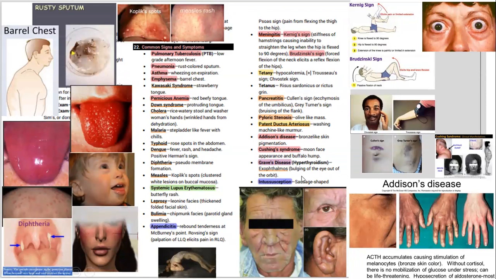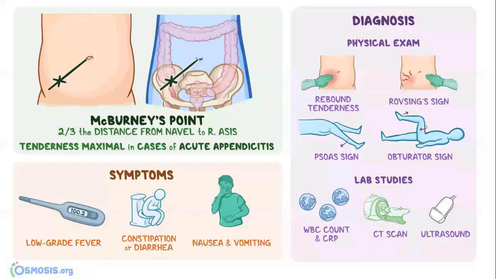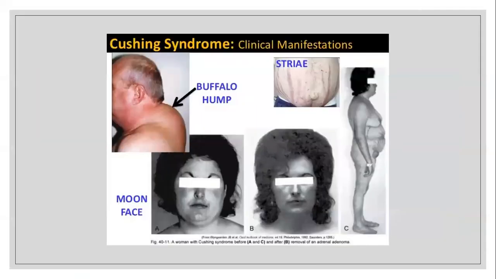In case of Cushing syndrome, it means when the adrenal gland hormone secretion is too high, we see moon face appearance and buffalo hump. Here, Cushing, buffalo hump, and then moon face. Also, abdominal striae is there.